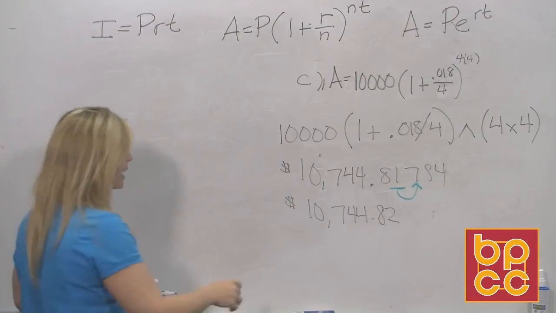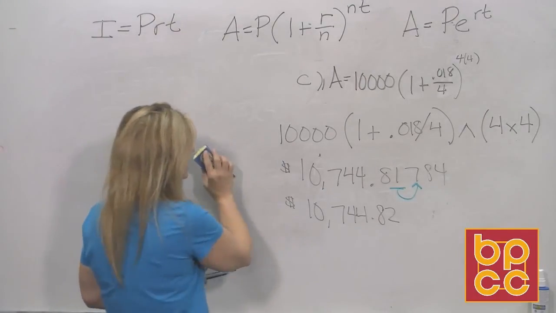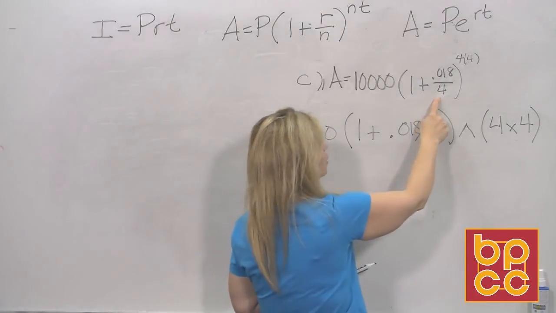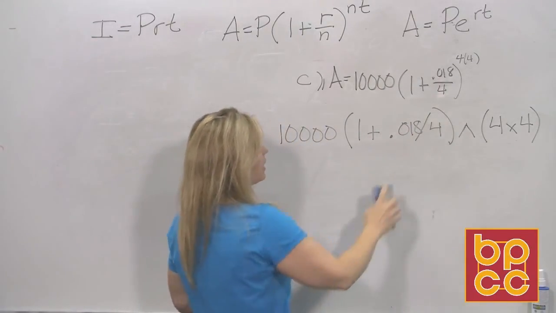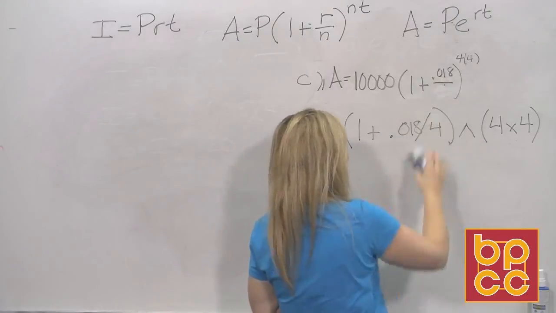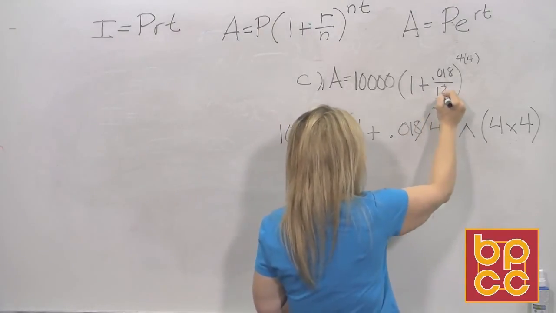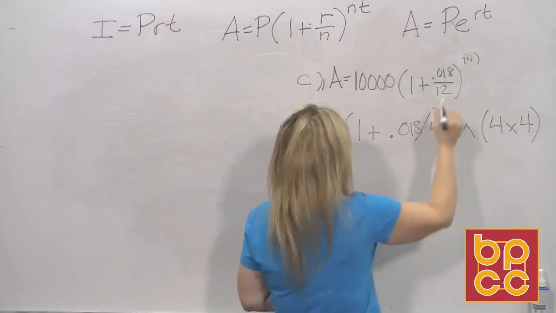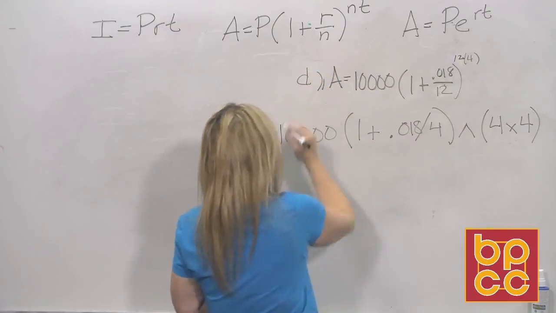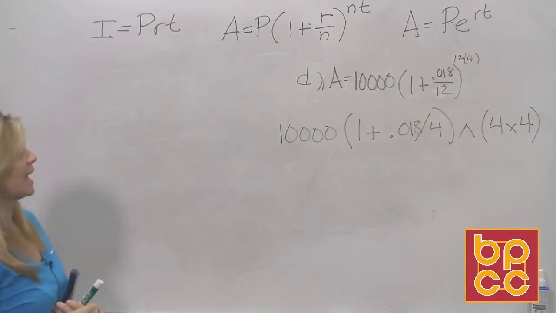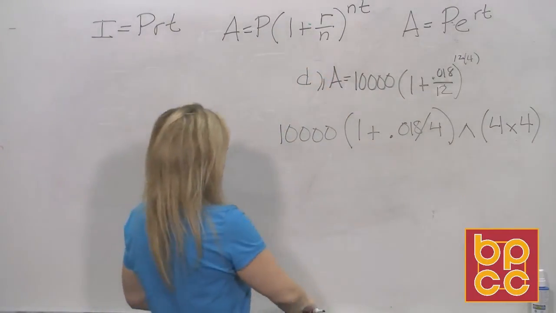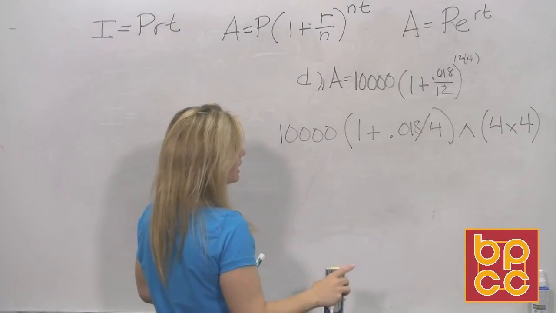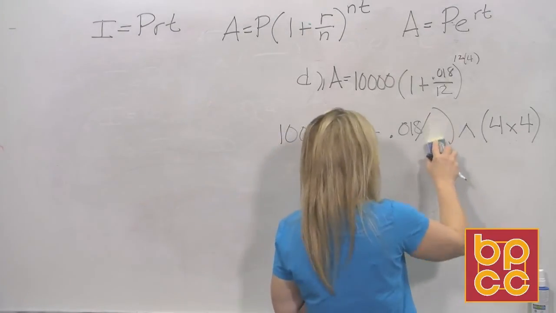Let's now say if we got interest monthly. Again, what's going to change if we get interest monthly? The N value. It's not going to be 4. What's it going to be? It's going to be 12 now. So we're going to replace N with 12. And up here, I'm going to replace N with 12. So for part D, I should have A equals 10,000 times 1 plus decimal point 018 divided by 12, to the exponent 12 times 4.